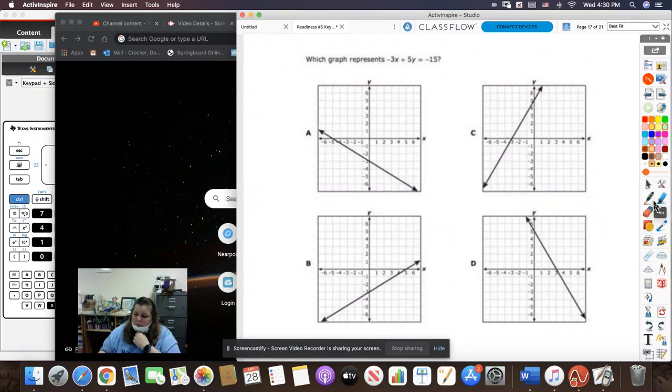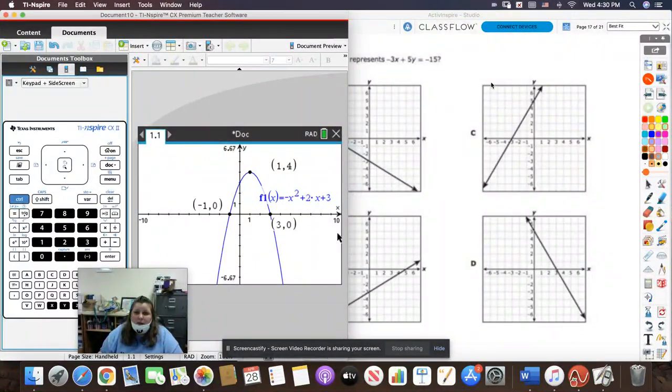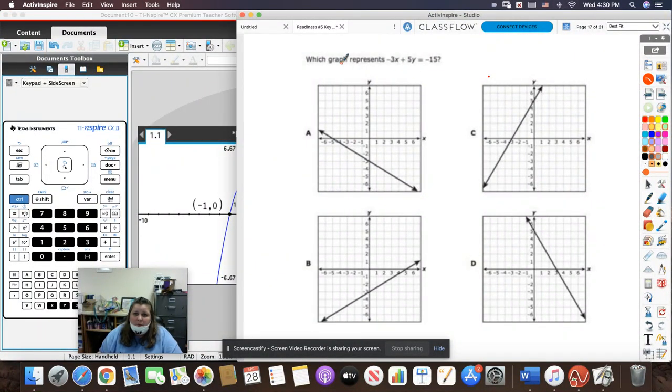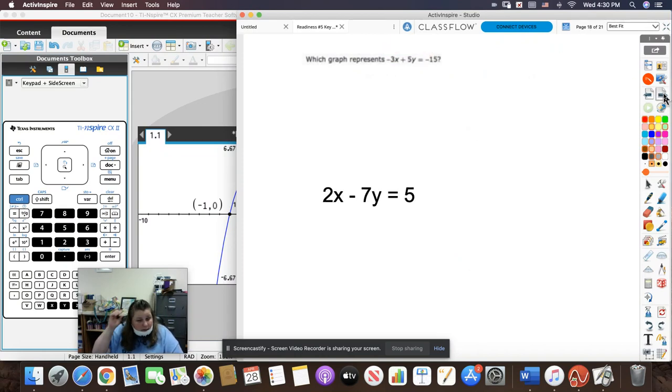All right. A lot of times on the calculator, we can override a bunch of these skills that we have. But this one says, which graph represents. There are several questions on the test that say which graph represents, and it gives you an equation. The problem is this equation is not in y equals form. So there is a skill you need to have.